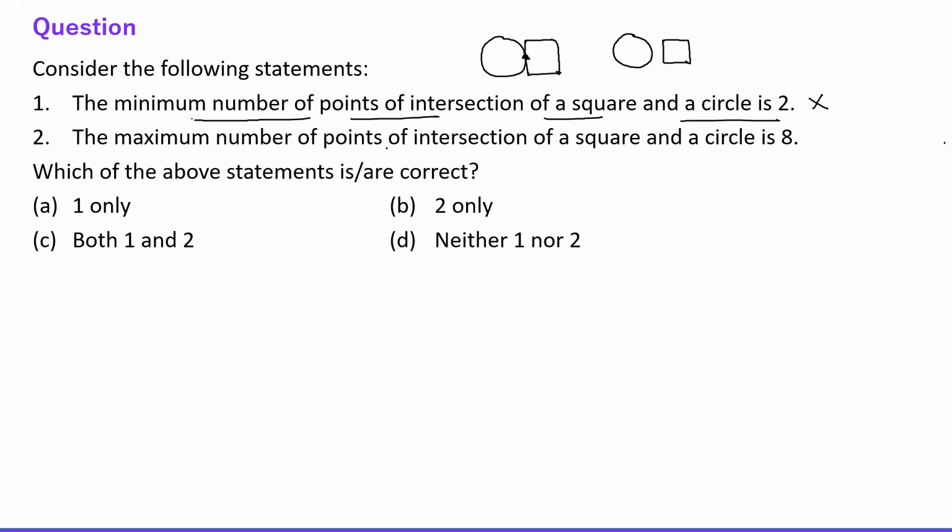After that, the maximum number of points of intersection of a square and a circle is 8. So here the corners are out, and this is 1, 2, 3, 4, 5, 6, 7, 8. So the maximum number of intersection points is 8. Yes, this is correct. So the second statement is the correct option. Which of the following statements are correct? Statement number 2 only. Now let's move to the other question.